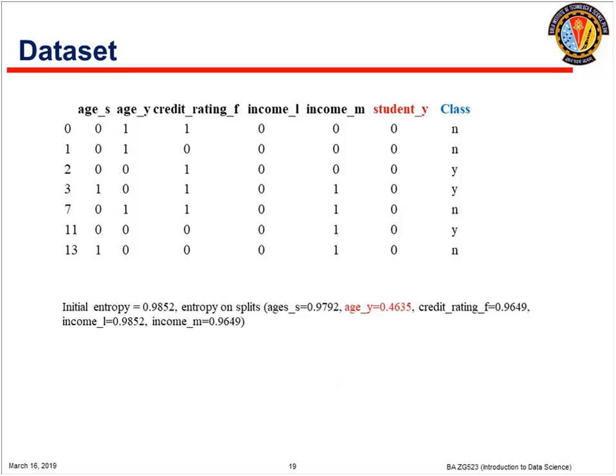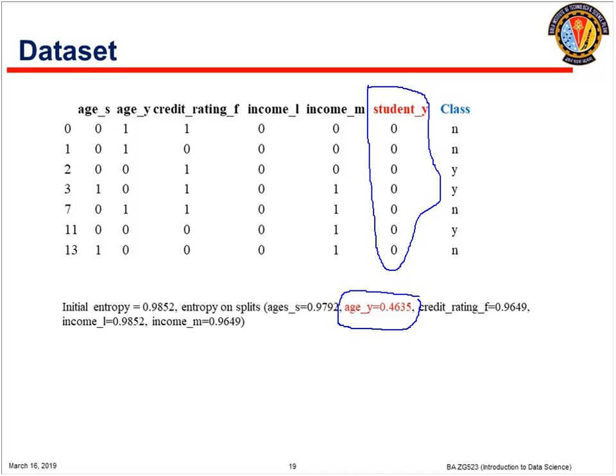I am taking the rows from the table with student_y 0. I marked this column with a red line, which means we don't have to consider this column now. It has already been used for splitting. Now the remaining are 1, 2, 3, 4, 5 attributes, and we have to find the best among these 5. After calculation, I found that age_y has the minimum entropy.